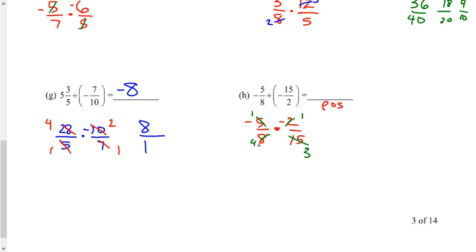Again, if you're uncomfortable with that, you probably ought to go back to some previous lessons and look that up. All right, so 1 times 1 is 1. On bottom, I get 4 times 3 is 12. And of course, negative times negative is a positive, just like we said at the very beginning. So that gets me 1/12 positive for our final answer.